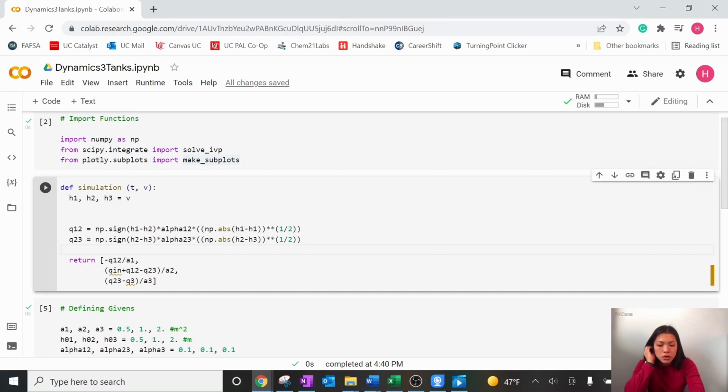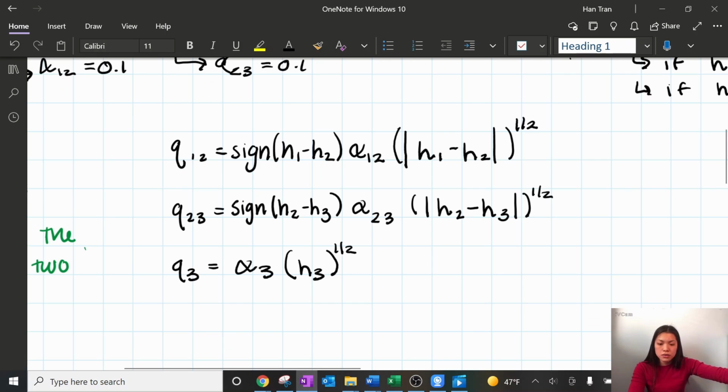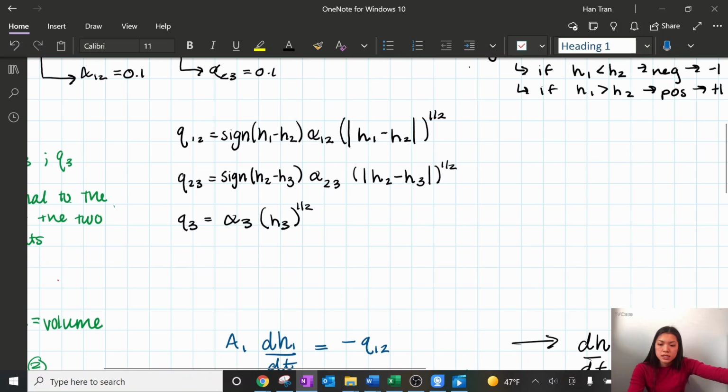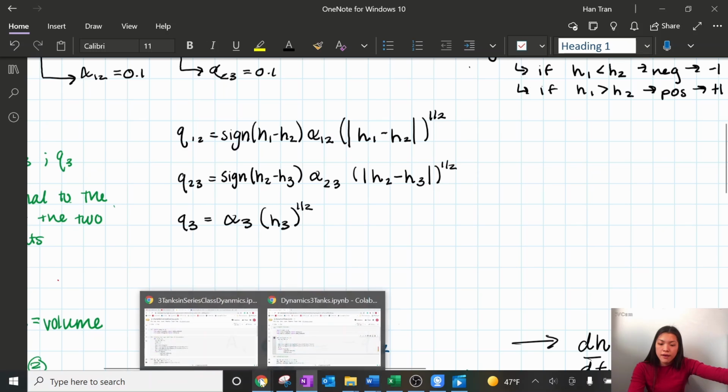And then it is also telling us we need to define the flow out of tank 3. So if we look in our notes here, we wrote in the previous video that it is the proportionality constant out of tank 3 multiplied by the height of the fluid in tank 3 to the 1/2.